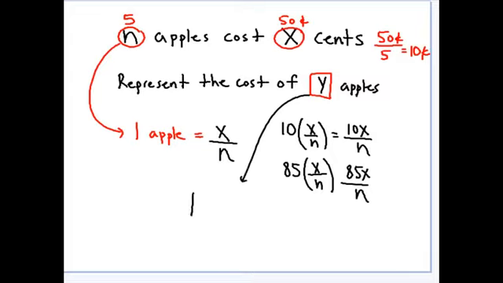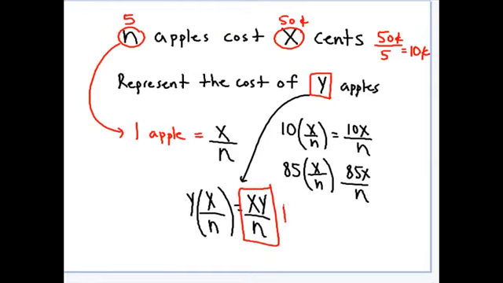Well, we want the cost of y apples, so let's use the same technique. Let's multiply y, the number of apples we want, by the cost of one apple, x over n. And so that would give us x times y over n. So the cost of y apples is, choice D, xy over n.